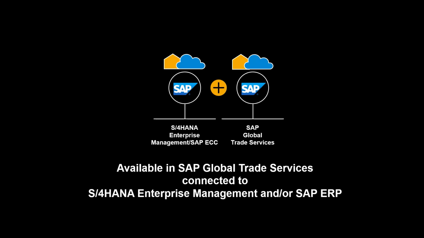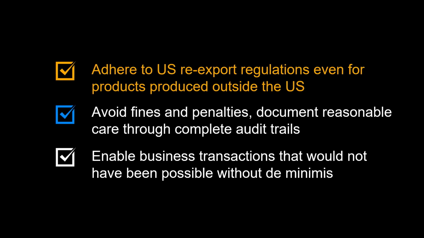The functionality shown in this video is available in SAP Global Trade Services connected to S/4HANA Enterprise Management or SAP ERP. Before we end, let's recap some of the benefits of de minimis calculation in SAP GTS. It helps you adhere to U.S. re-export regulations even for products produced outside the U.S. You can avoid fines and penalties, document reasonable care through complete audit trails. It can enable business transactions that would not have been possible without de minimis.